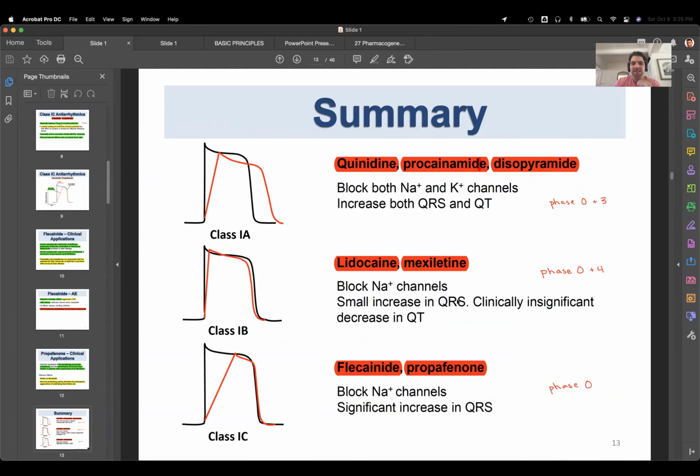This is a great example of something they could ask on the exam. I would put a star on this slide. Make sure you can differentiate these different graphs, which one's 1A, which one's 1B, and which one's 1C. Definitely high yield. Phase 0 and 3, phase 0 and 4, and just phase 0 here.